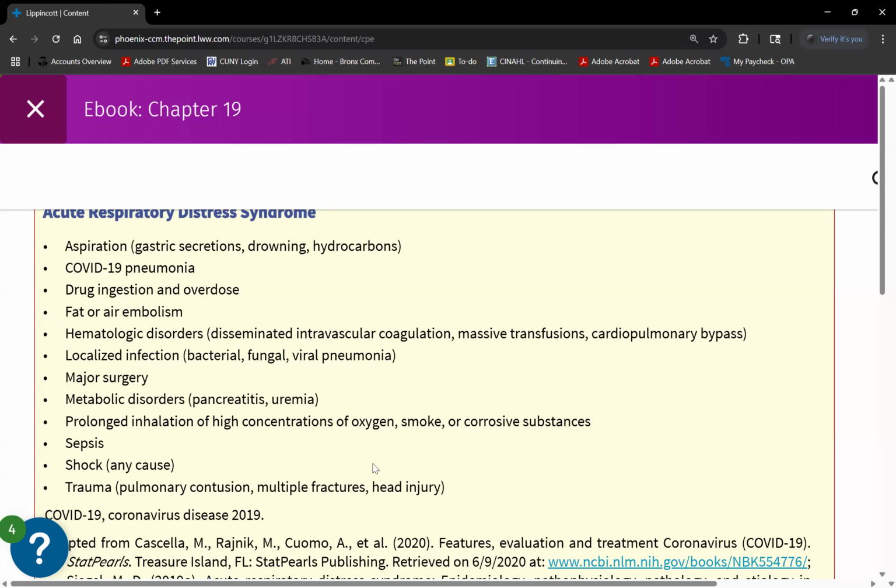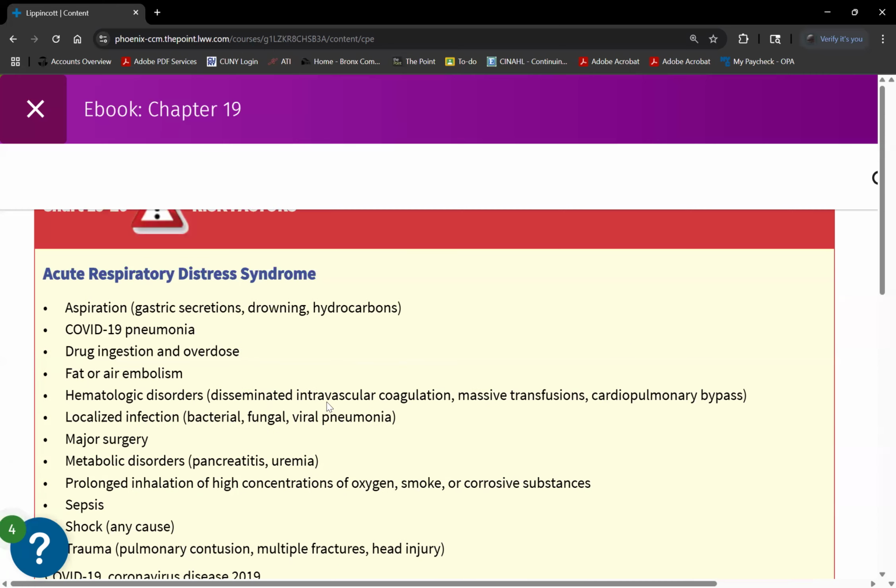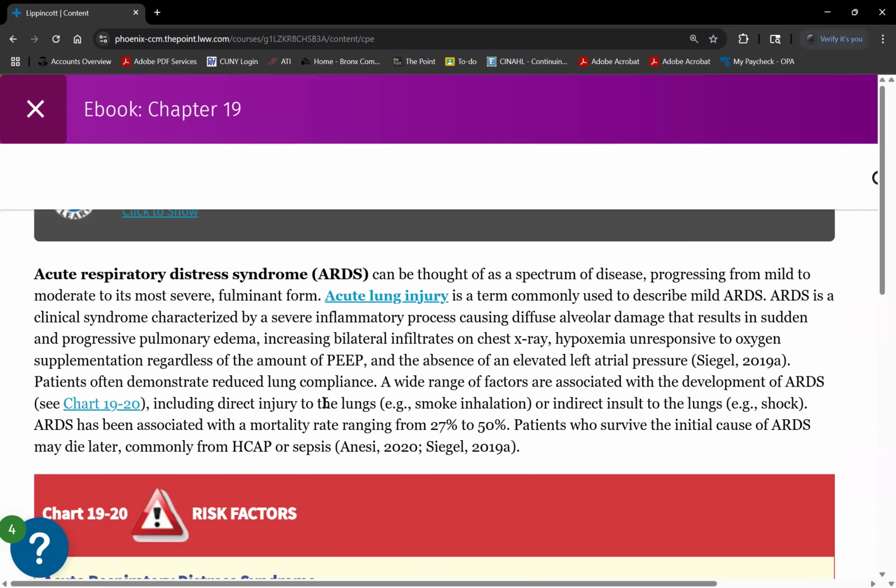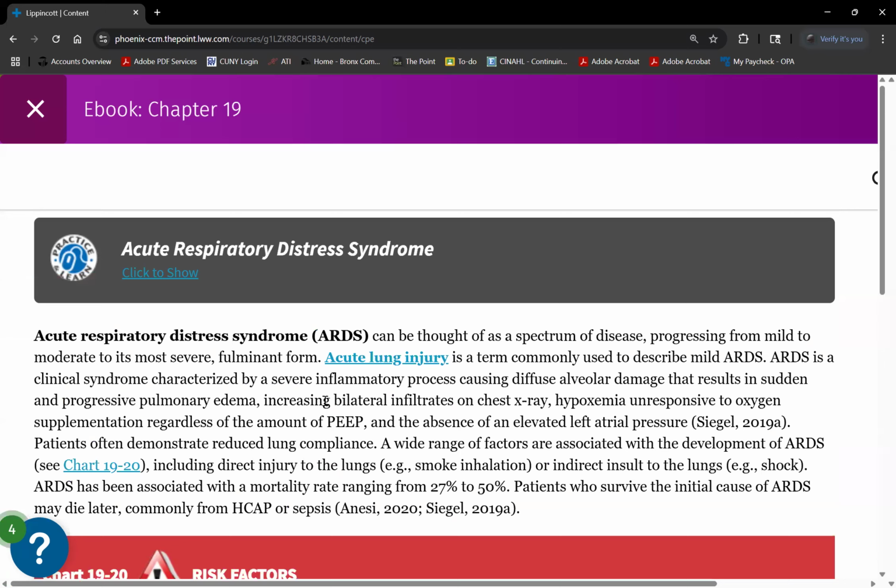So what do all of these have in common? Are any of these minor conditions? Like, is it something you'll survive? These are all serious conditions, correct? Okay. So if these are serious conditions, they lead to acute respiratory distress syndrome. What can you say is acute respiratory distress syndrome, therefore?